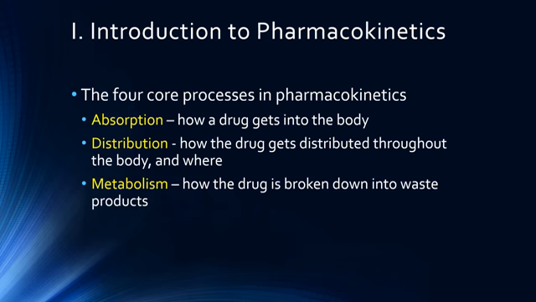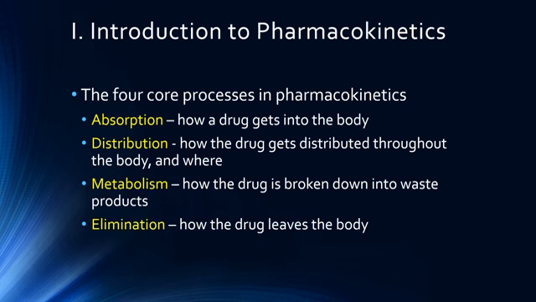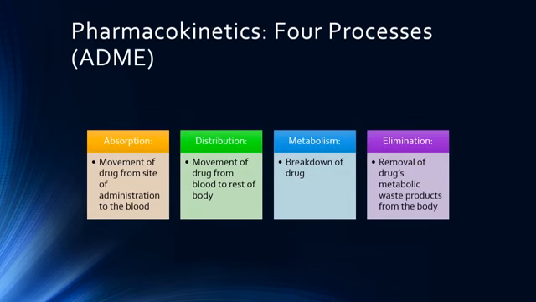Metabolism is how a drug is broken down into waste products. Again, very important to understand. Some of the things you might eat or drink can influence metabolism, and so we'll talk a little bit about that. Finally is elimination, which is how a drug leaves the body, and there's only a few ways that that can happen. So, quick summary here: absorption, movement of drug from the site of administration to the blood; distribution, movement of the drug from the blood to the rest of the body; metabolism is the breakdown of the drug; and elimination is the removal of drug's metabolic waste products from the body.